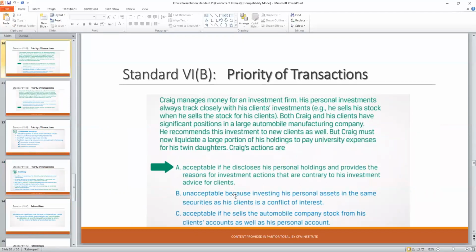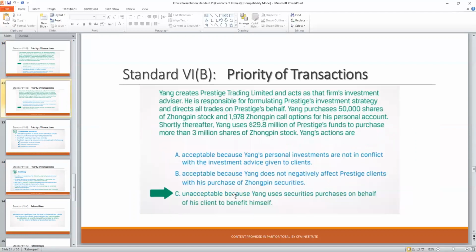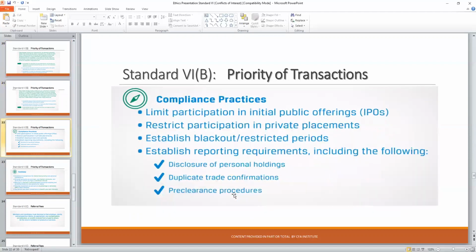Okay, so there's a couple of other cases here, Craig and Yang, which I'd like you to read through. So compliance practice: limit participation in initial public offerings, restrict participation in private placements, establish blackout restricted periods, establish reporting requirements including the following: disclosure of personal holdings, duplicate trade confirmations, pre-clearance procedures.